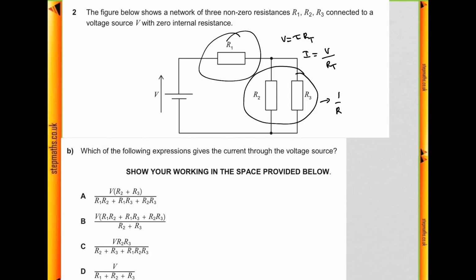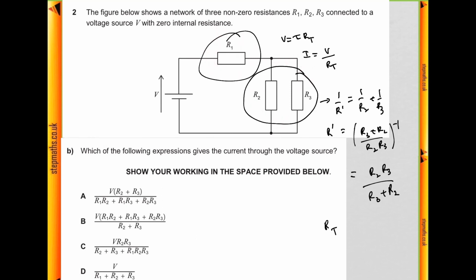So 1 over the resistance of this bit, which I'll call R prime, equals 1 over R2 plus 1 over R3. This is just our standard resistors in parallel formula. So this tells us that R prime is equal to R3 plus R2 over R2 R3, all to the power minus 1. So this is R2 R3 divided by R3 plus R2. Okay, so this is the resistance of this bit. Now we need to add it with the resistance R1. So the R total here is going to be R2 R3 over R3 plus R2, plus R1.